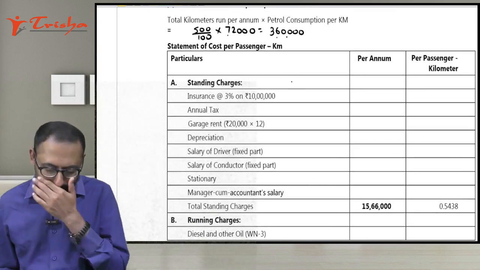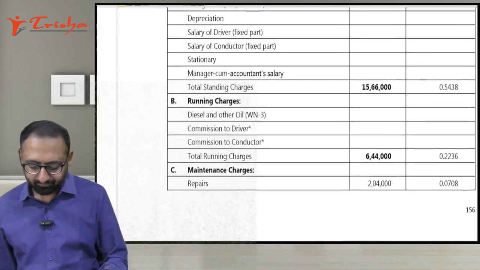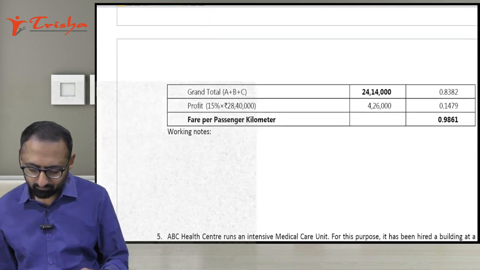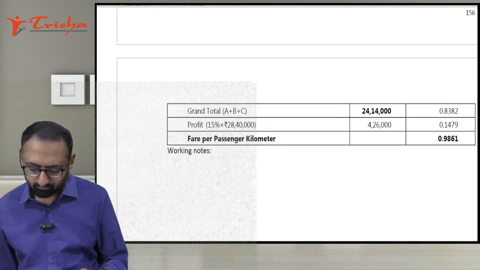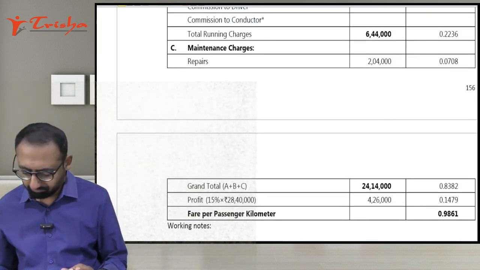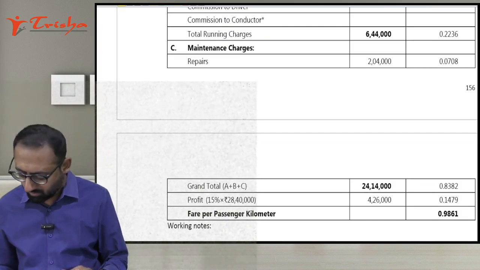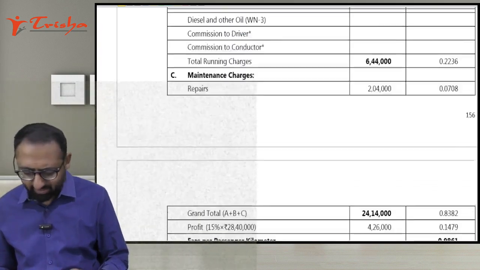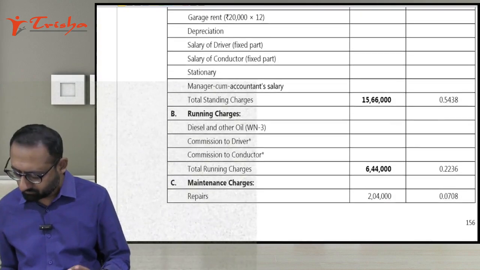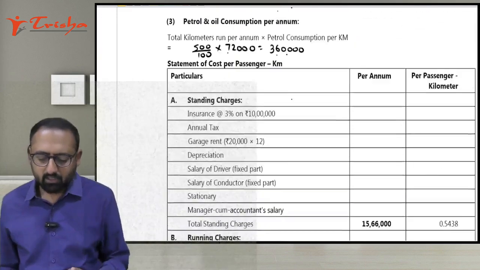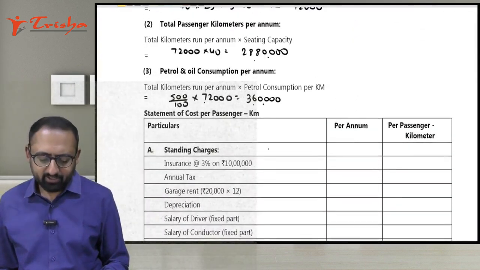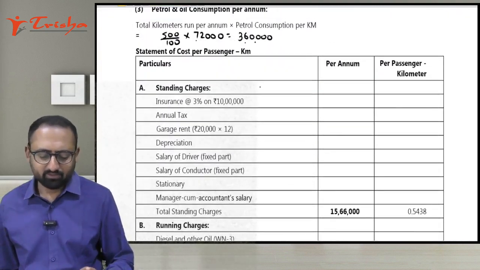Next one. Let's calculate, guys. Just give me a second. Okay, let's see. So per annum, we can work out the standing charges, running expenses, and variable, semi-variable expenses.